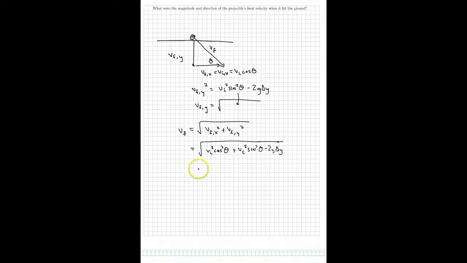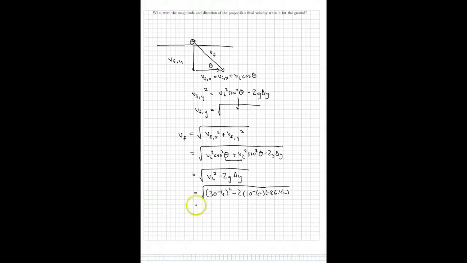And I can actually make my life a little bit easier here if I use a trig simplification, though you don't have to. You have enough to plug in the numbers here. Sine squared plus cosine squared is 1, so I can factor that out, and that will give me VI squared minus 2g delta y. And if I plug in those numbers, I get 51.3 meters per second. That's the magnitude of the final velocity. That's the speed that it's going, the total speed.